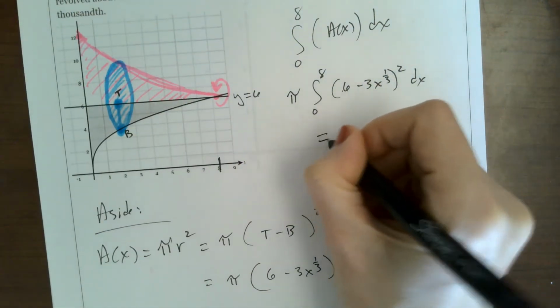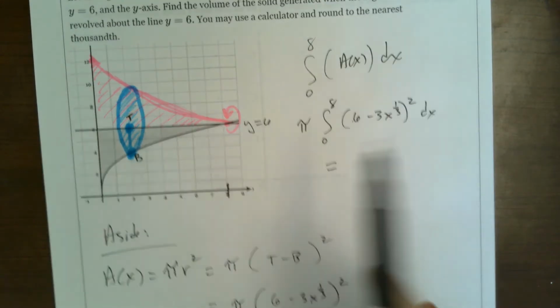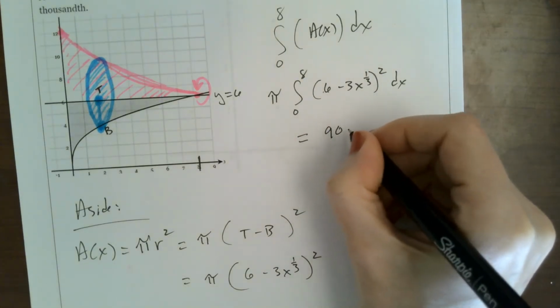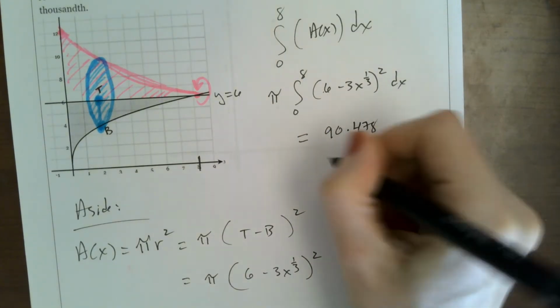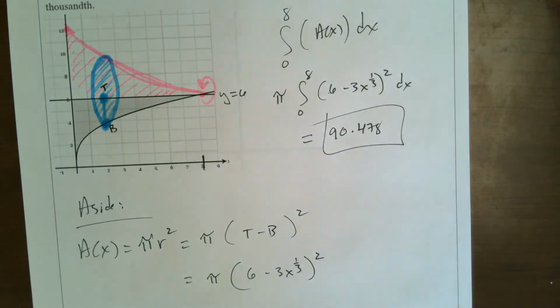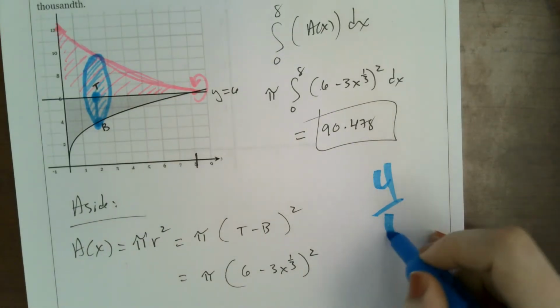Okay, you plug that into your calculator, you don't forget math 9, and you end up with 90.478. And guys, you should do that. You should plug it in your calculator and see if you get it right. That is 4 points. All right, guys, we got 3 more.